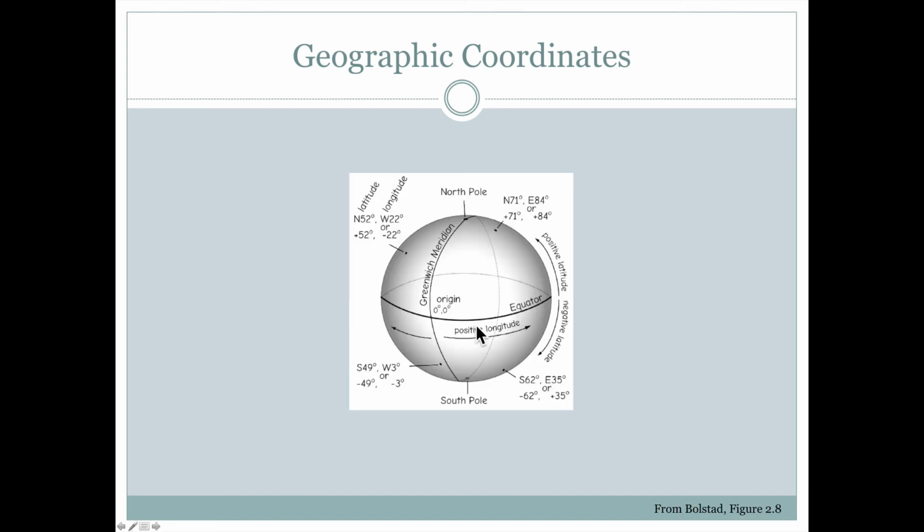And knowing those things, then we can give any point on the surface of the Earth, such as this one here, a latitude, 52 degrees north, or just positive 52 degrees, and a longitude, 22 degrees west, or negative 22 degrees. So this lets us uniquely identify any point on the surface of the Earth with only two numbers, a number of latitude and a number of longitude.